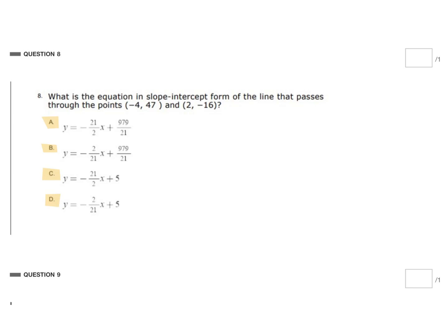On our next problem, we're asked what is the equation in slope-intercept form of the line that passes through the points. Yay, we're given 2 points again. So I'm going to look at my answer choices. I notice that they are all in slope-intercept form, y equals mx plus b. Okay, so I need two things. I need a slope and a y-intercept.